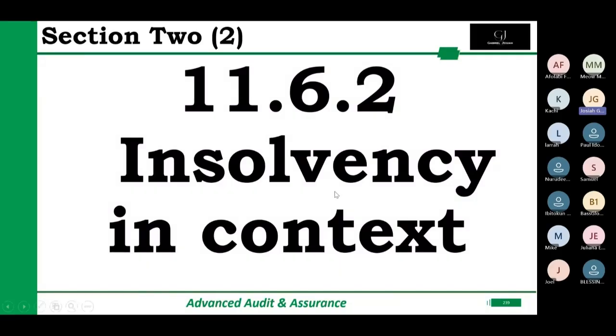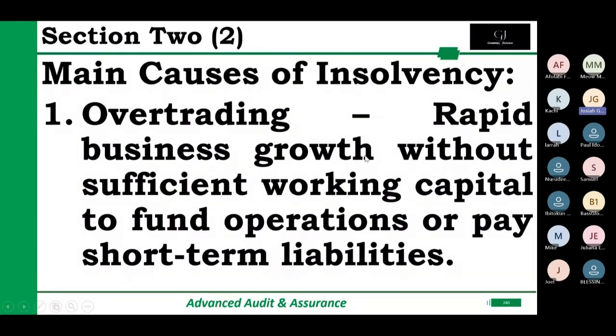All right, let's look at insolvency in context. Now, the main causes of insolvency, number one, is overtrading. Speaking to rapid business growth without sufficient working capital. So you are trading, you are building up long-term assets, but your short-term cash flow is not being built up. That means sufficient working capital is necessary to fund operations or pay day-to-day obligations around short-term liability. So overtrading could be the cause of insolvency.